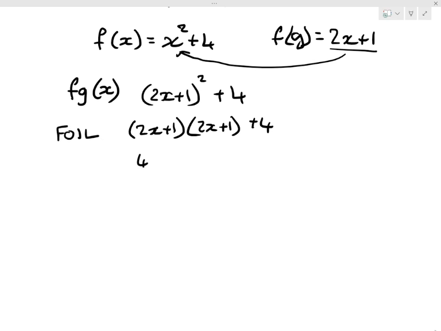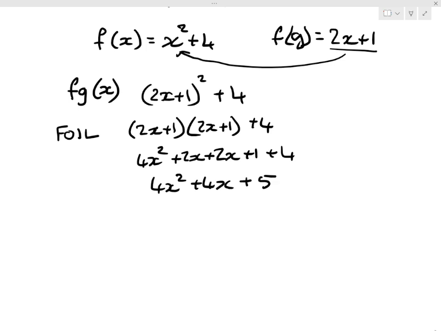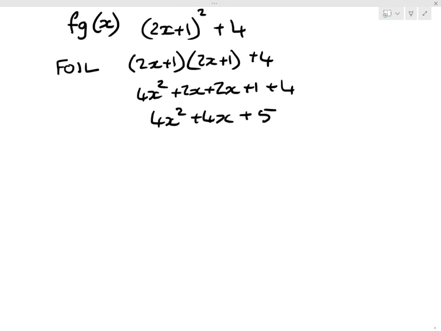They're quadratic. 4x squared plus 2x plus 2x plus 1 plus 4. So we've got 4x squared plus 4x plus 5 in this instance. There you go. So let's do another one.